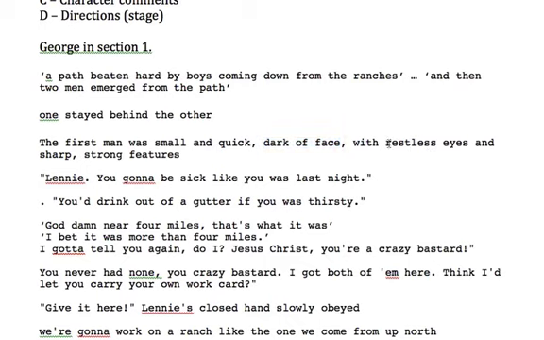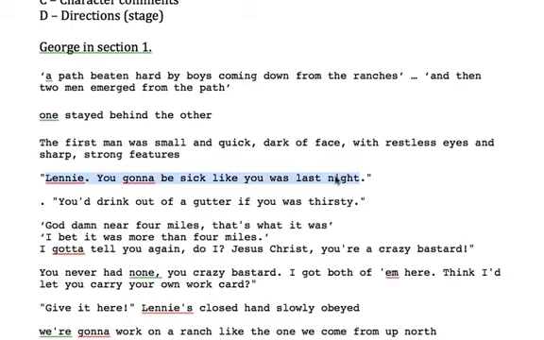He's got restless eyes, so he's always trying to think of ideas, and obviously he's uncomfortable in situations, and he's got sharp, strong features, which just shows us he's a man of action. He's a man that can actually do things, but unfortunately in his period, in his time, he can't get anything done, which is all the more sad for him. When we see his paternal instincts towards Lenny, "you're going to be sick like you was last night."